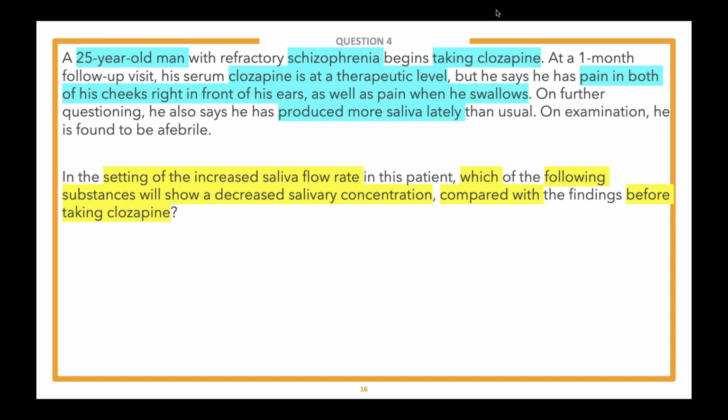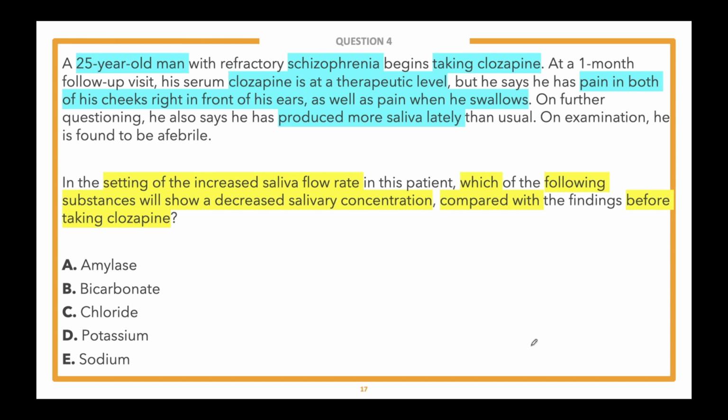So let's take a look at those answer choices. And once again, we are going to start at the bottom and work our way up. Hopefully you can see that there's a bit of a theme with these answer choices in regards to what that substance is. We've got a few electrolytes here and some other substances. Answer choice E, sodium, D, potassium, C, chloride, B, bicarbonate, and A, amylase.